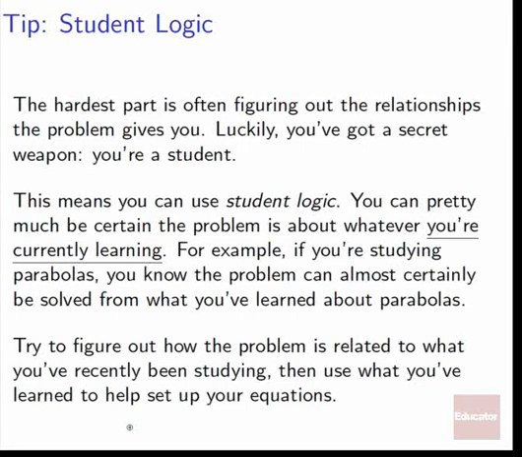Student logic. This is an interesting idea. The hardest part often can be figuring out what relationships are going on, right?